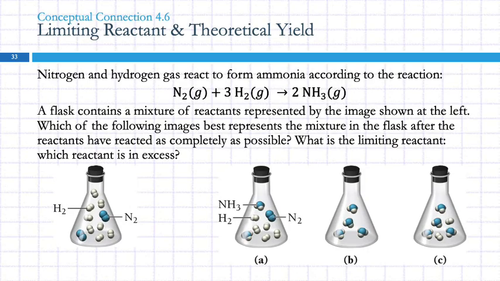So let's look at this and see if we understand that. Nitrogen and hydrogen gas react to form ammonia according to this reaction. A flask contains a mixture of reactants represented by the image shown at the left. Which of the following images best represents the mixture in the flask after the reactants have reacted as completely as possible? What is the limiting reactant? Which reactant is in excess?